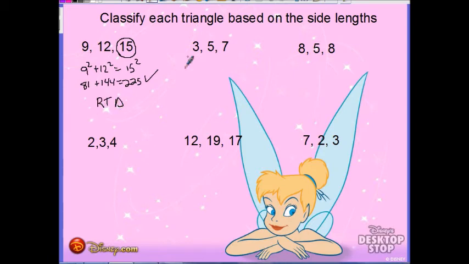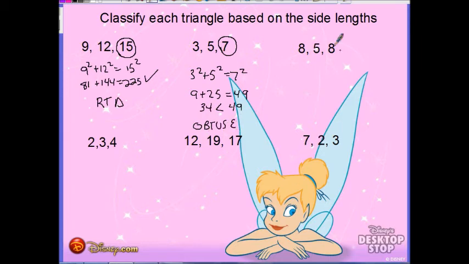So for the second one, again, let's find my biggest side. It's 7, and let's plug it in. Is 3 squared plus 5 squared equal to 7 squared? Let's check it out. Is 9 plus 25 equal to 49? No, this gives me 34, and 34 is definitely not equal to 49, it's less than. My c squared was too big, which made this triangle obtuse.